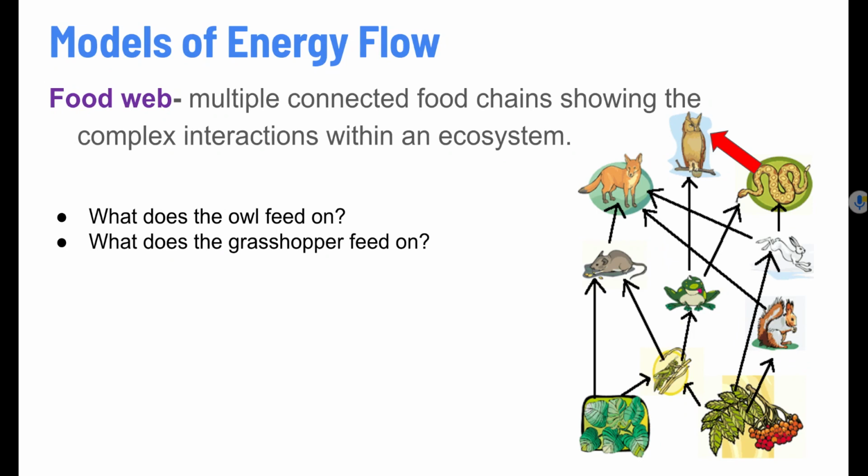What does the grasshopper feed on? Just find an arrow pointing directly to the grasshopper. Here's one. That arrow shows the energy from the leaves being transferred to the grasshopper when the grasshopper eats the leaves.